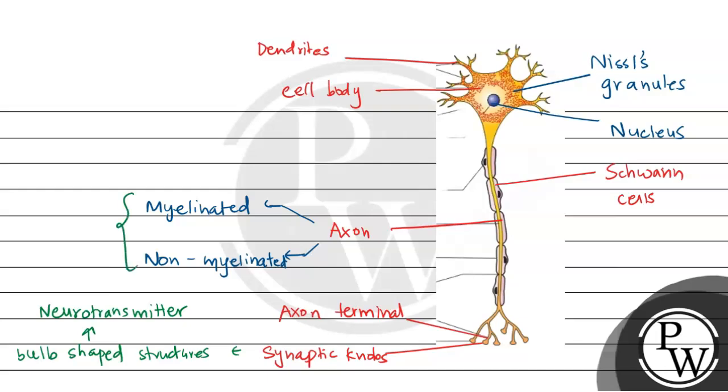The function of the axon is the conduction of the nerve impulse by the release of neurotransmitter in the synapse. The dendrites help in the reception of nerve impulse.